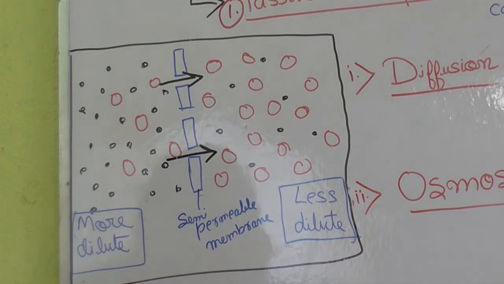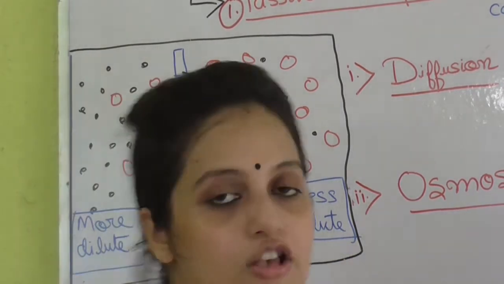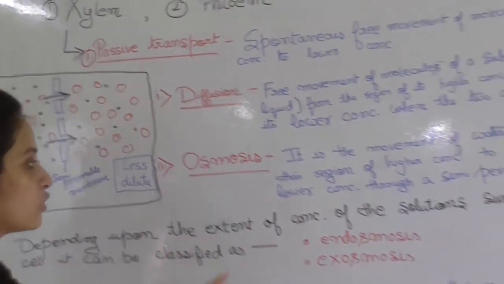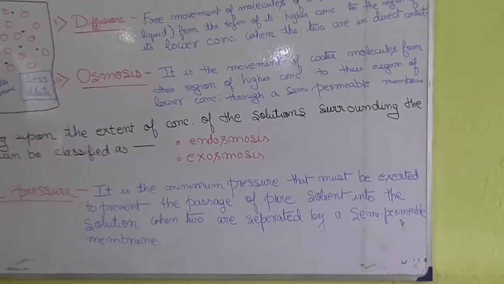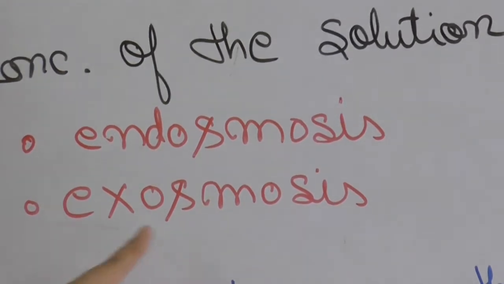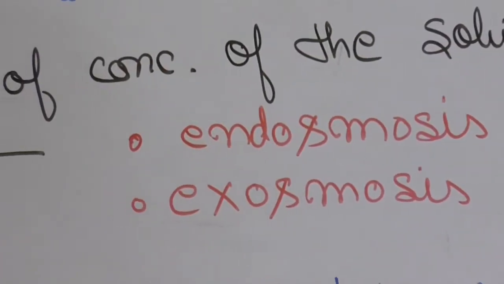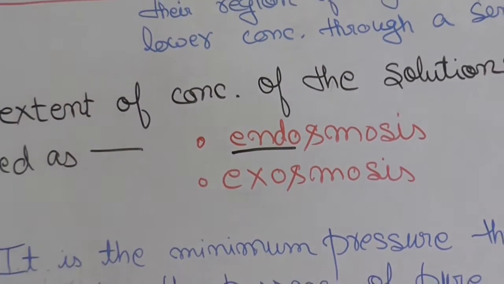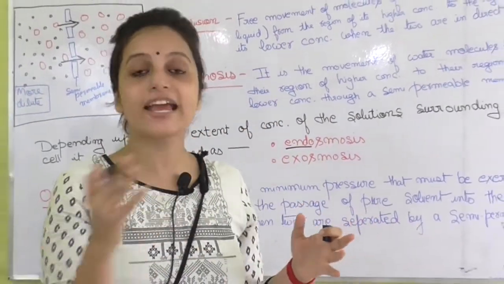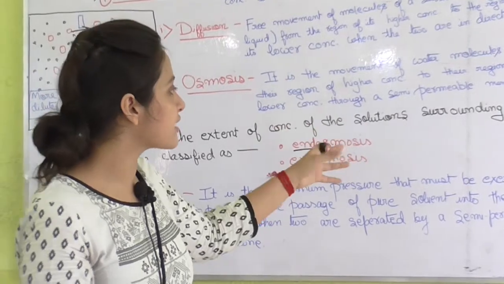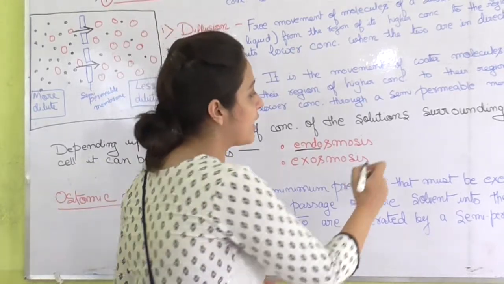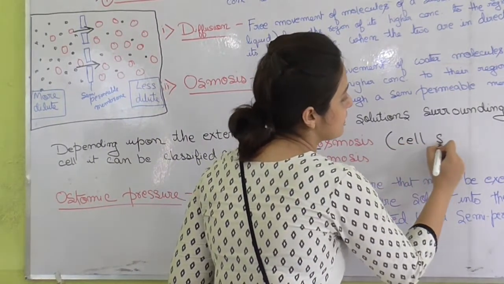Okay. Next, we are going to classify osmosis upon the solutions surrounding them into two types. One is endoosmosis and the next one is exoosmosis. What happens in endoosmosis? As the name says, endo means enter. So here, the water enters the cell. Water is going to enter the cell and the cell will become turgid and the cell swells.